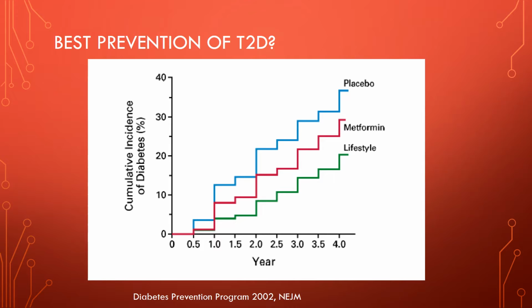And what you see is that over the 4 years, they did this for 4 years, you're looking at cumulative incidence, so the increasing incidence of people, more and more people develop diabetes over the 4 years. All of the people in the study were considered to be at risk for diabetes because of a family history. And so in the placebo group, almost 40% of the sample developed diabetes over the 4 years. The metformin group did have a reduced cumulative incidence, but not as much as the lifestyle group.